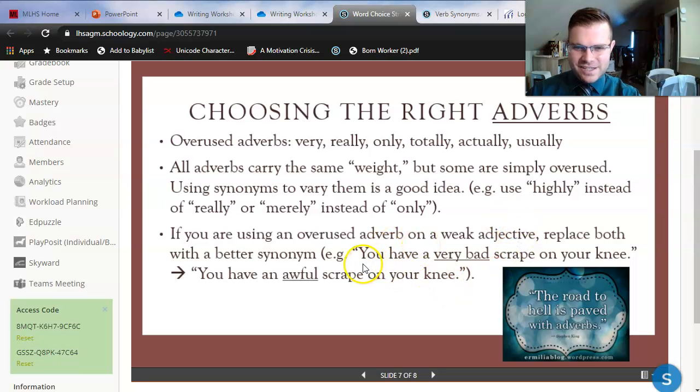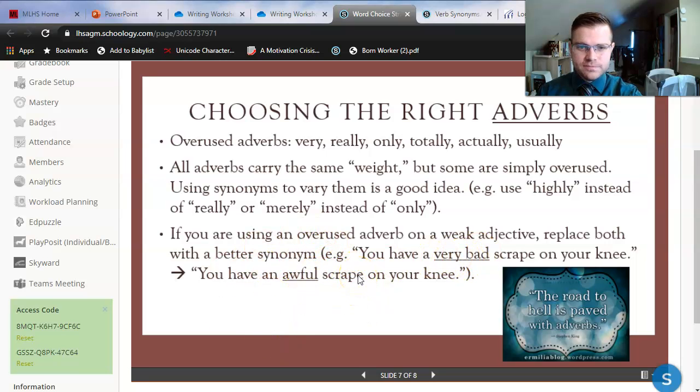You might see a sentence that says, you have a very bad scrape on your knee. This is a weak sentence because it's got an overused adverb right on top of a weak adjective in the first place. The nice thing about this is we can replace very bad with a single adjective and make the sentence twice as good, right? You have an awful scrape on your knee. You have a horrific scrape on your knee. You have a nasty scrape on your knee. Whatever I want to replace that with, notice that it replaces very bad with one better word.